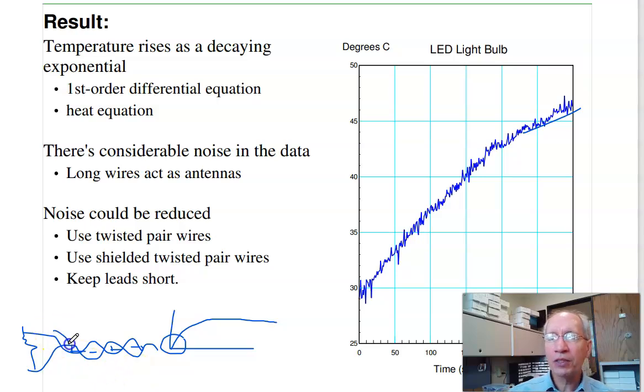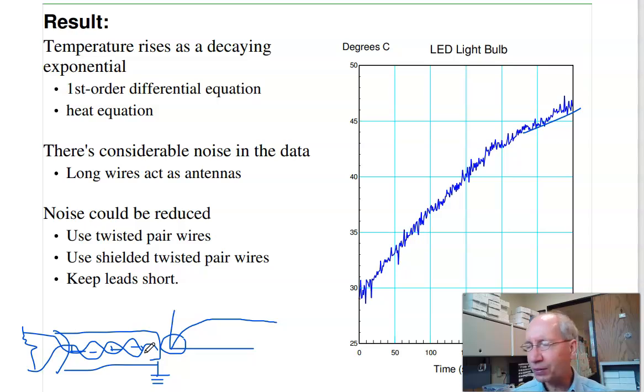Even better would be using a shielded twisted pair wire. So add a shielding to it, ground the shielding, that keeps the electric fields away from the wires. Whatever does get in is pretty much canceled with the twisted pair. Basically, you don't want to keep long wires all over the place. They act as antennae. But anyway, that's what the data looks like.